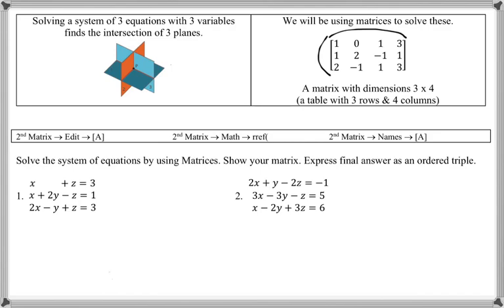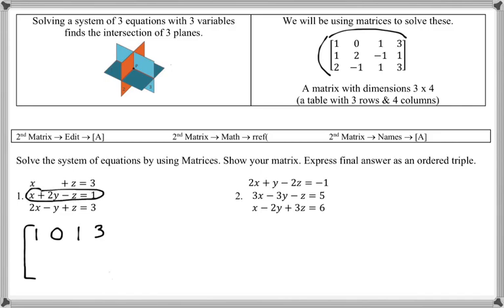Our question says solve the system of equations by using matrices. Show your matrix and express the final answer as an ordered triple. So I need to create a matrix, and I'm really just taking the numbers, or the coefficients, of these variables. In my first equation, I have an x, so the number in front of the x would be a 1. I don't have any y, so I'm going to put a 0 there. Then I have an implied 1 in front of that z. I don't put the equal sign, but I put the 3.